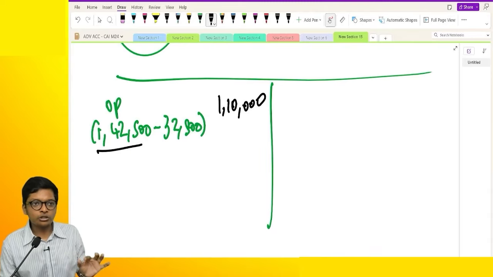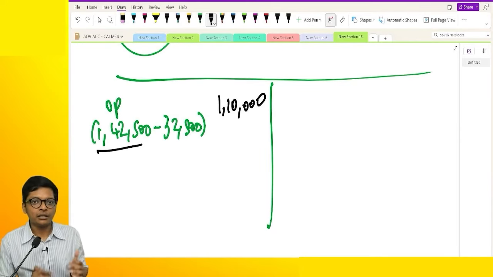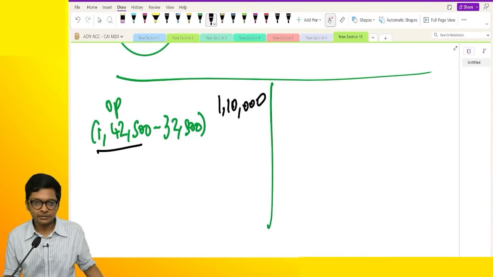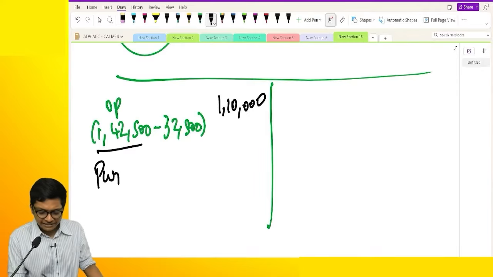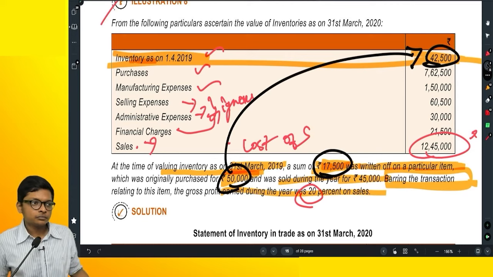This is the opening stock, which is neat. Neat means clean, without any abnormal items. Go to purchase. In the year's purchase, is there any anomaly? In the year's purchase, there is nothing.